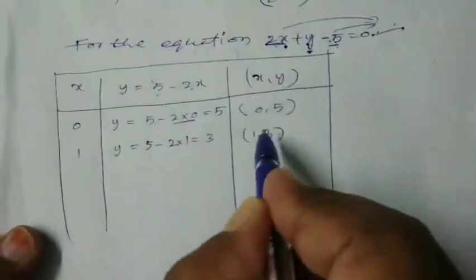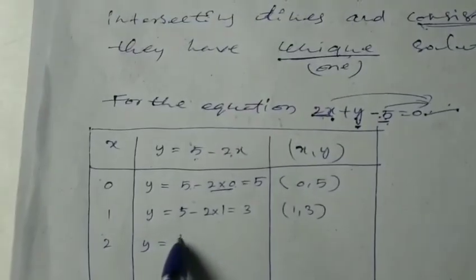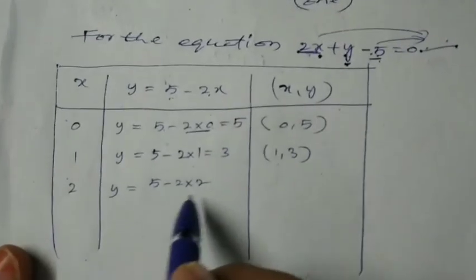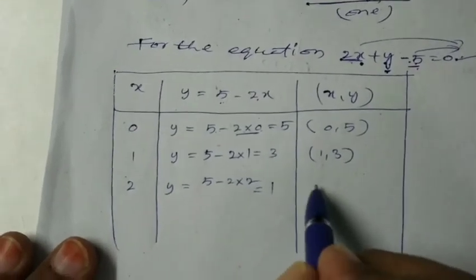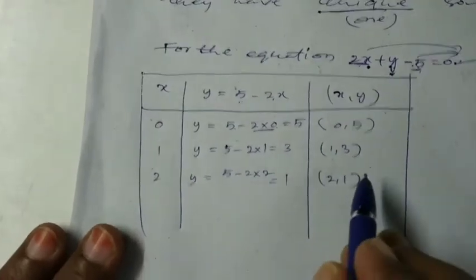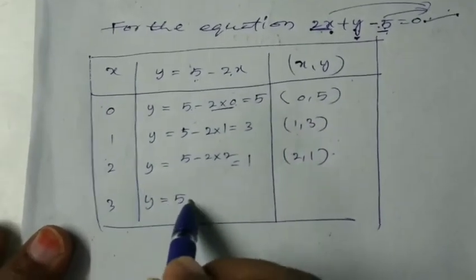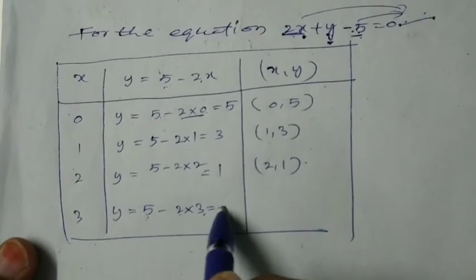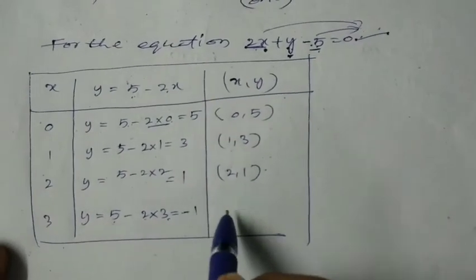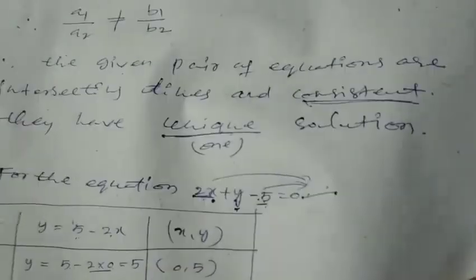This is the point 1 comma 3. Next, x equals 2: y equals 5 minus 2 into 2, which is 5 minus 4 equals 1. So 2 comma 1. Next, 3: y equals 5 minus 2 into 3. 2 threes are 6, and 5 minus 6 equals minus 1. So 3 comma minus 1. If x equals 3, then y equals minus 1. Okay, these are the first equation points.